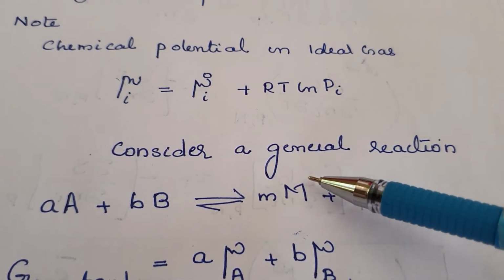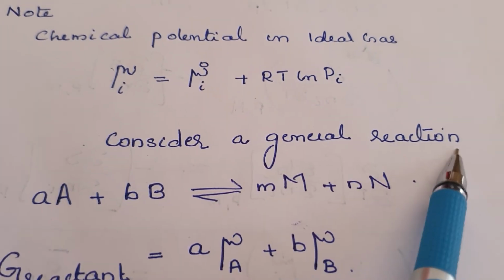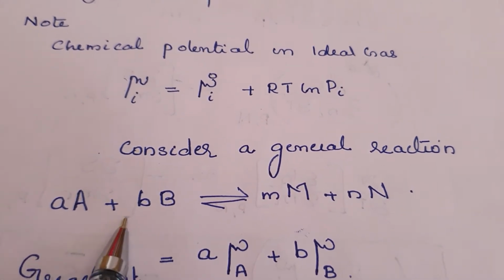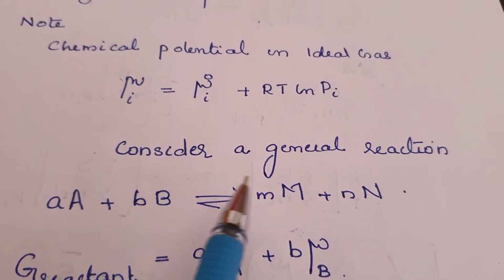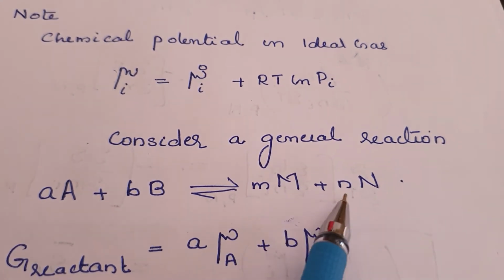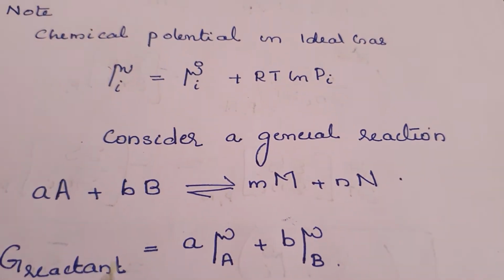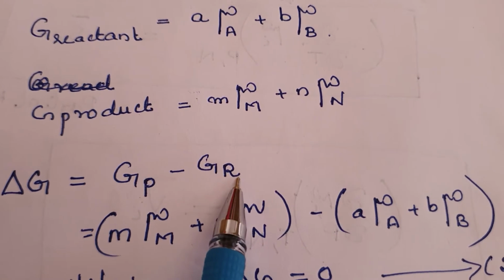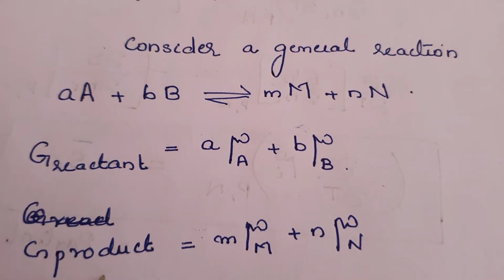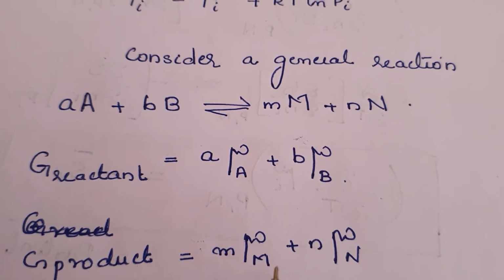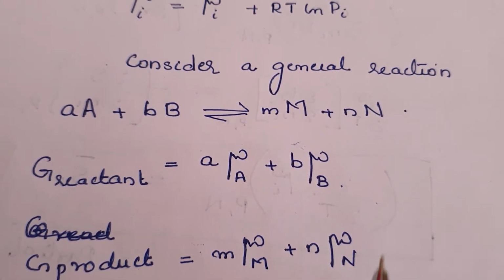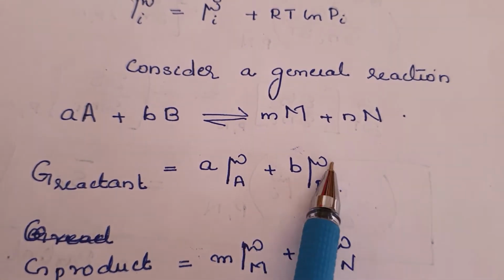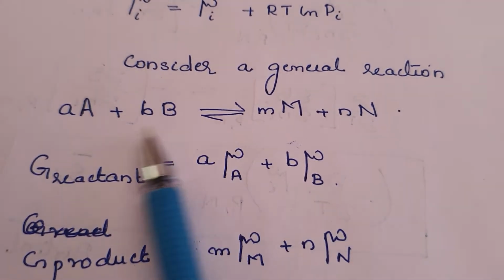For the derivation, we should start by considering a general reversible reaction. Let a moles of A and b moles of B combine together to give the products, m moles of M and n moles of N. Now change in free energy is equal to Gp minus Gr. Gp is equal to m μM plus n μN, and G of reactant is equal to a μA plus b μB.